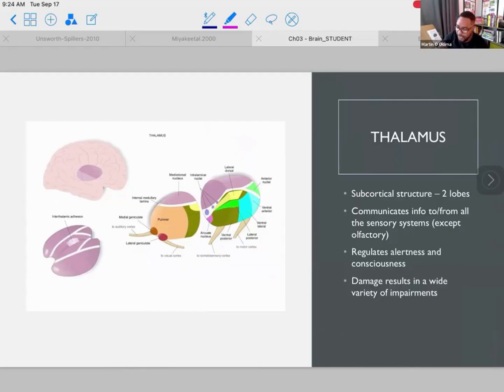The next thing would be the thalamus, and it's a subcortical structure. There are two lobes, and it communicates information from the sensory systems and regulates alertness and consciousness. If this region was damaged, it could result in a wide variety of impairments. So just remember that the thalamus acts as a central hub for sensory information, except for smell, and plays a role in regulating alertness and consciousness. And just consider the implications of damage to this area.